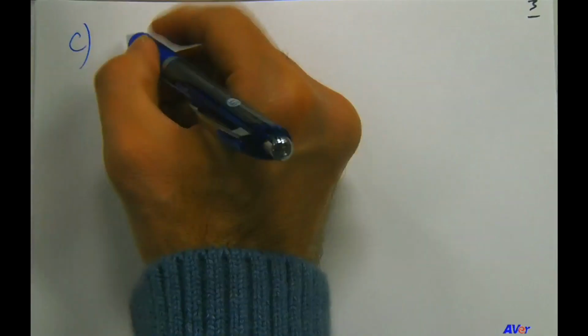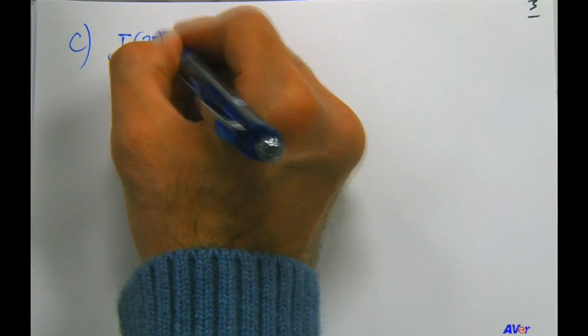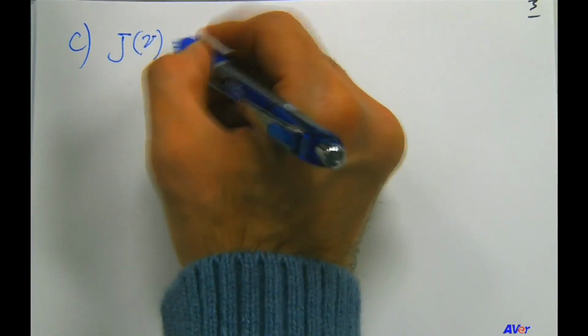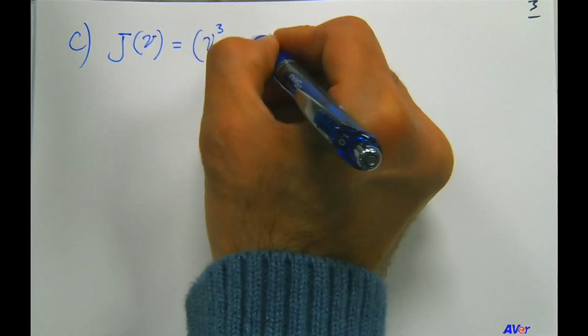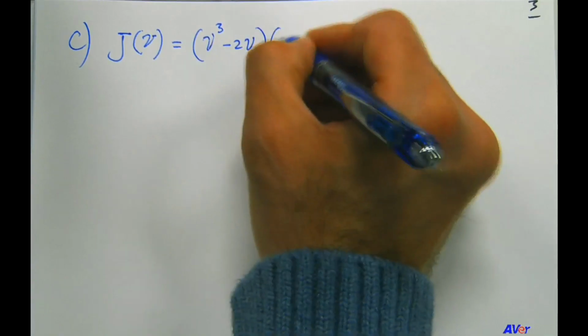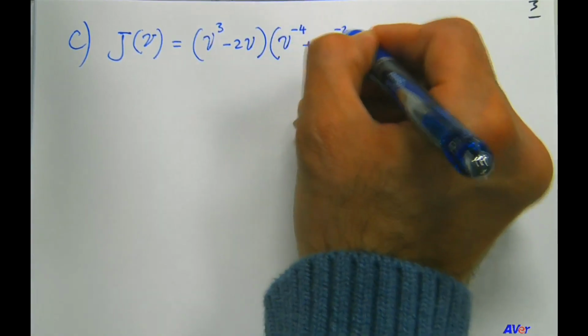Okay, so let's do an example. That was b, so this would have to be c. Suppose we have j as a function of v, then v cubed minus 2v to the negative 4 power plus v to the negative 2 power.